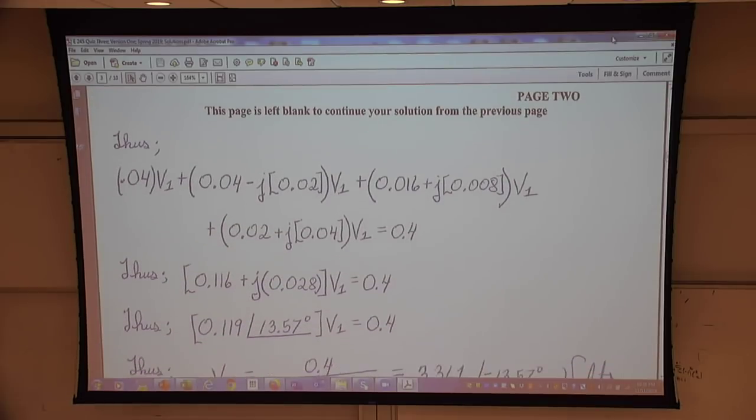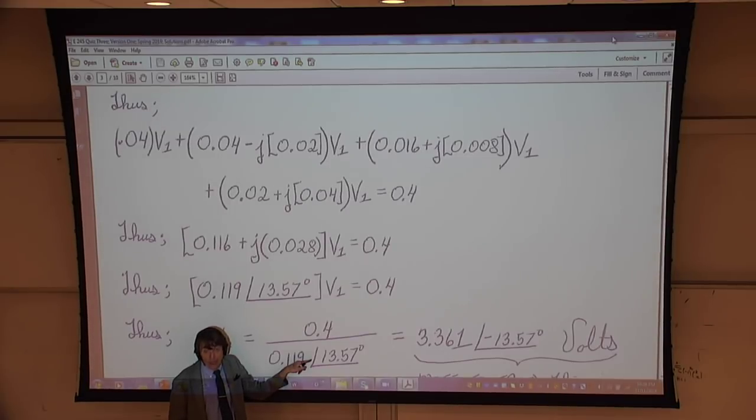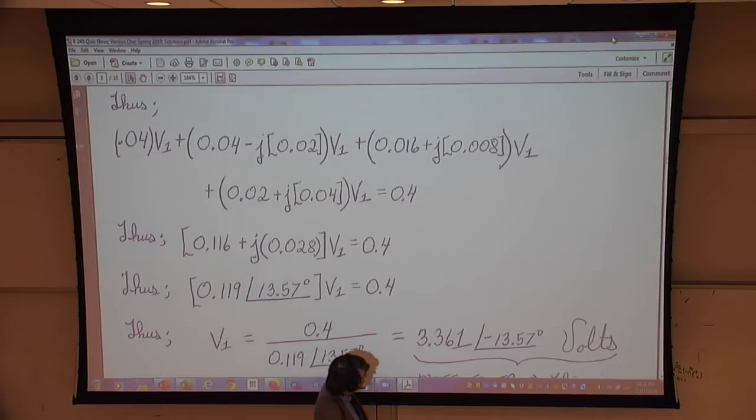I converted it to polar first. V1, I just bring it down. Now, if I hadn't converted it to polar, I'm hoping you would have seen we had Cartesian or rectangular in the denominator. No good. We'd have to make it polar. So convert it to polar, and now we get 3.361 at an angle of minus 13.57 degrees. And that's the answer, since I didn't tell you what omega was. That was your question, Zach.